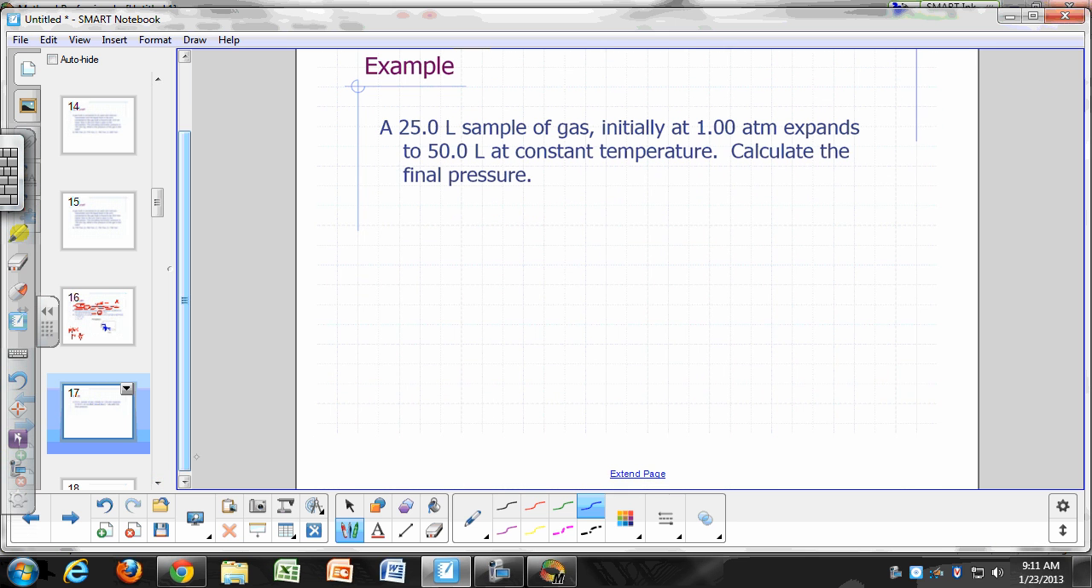So let's say you have a sample of gas, initially at 1 atmosphere. You let it expand to 50 liters at constant temperature. What would be the final pressure?